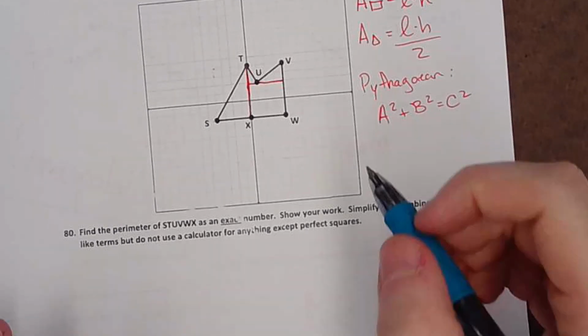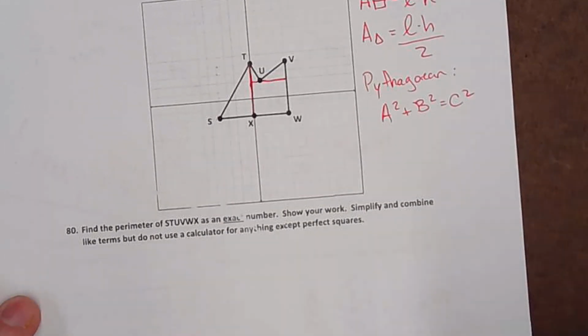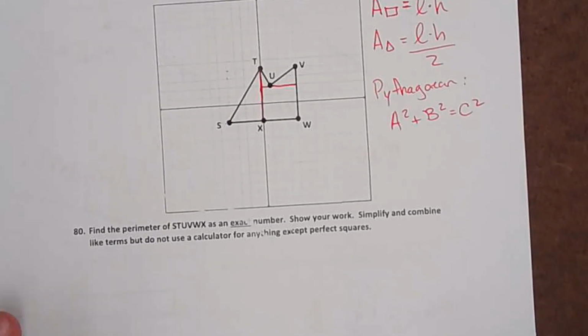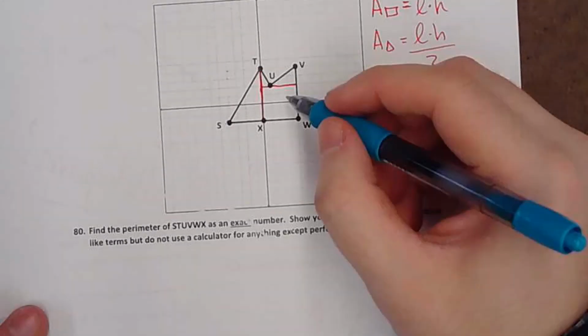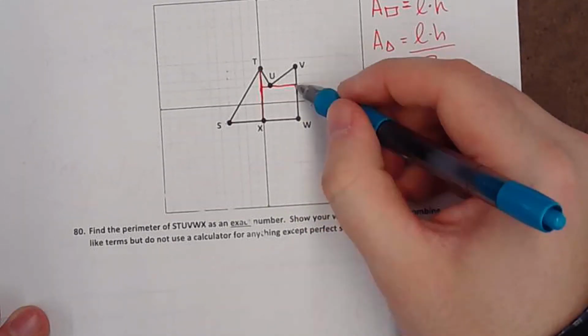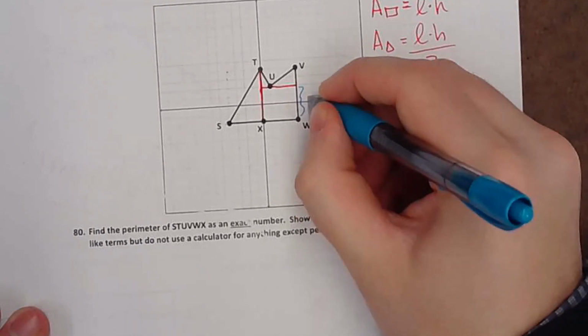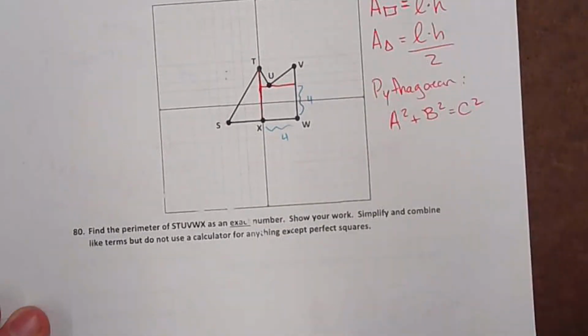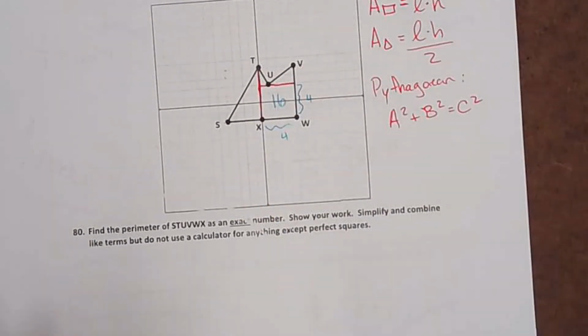All right, so let's find the area first. So let's do 81 first. I think area is easiest, right? So what's the area of this rectangle right here? It's 4 by 4, so it's actually a square. It's 16, right? Because length times height is 16.